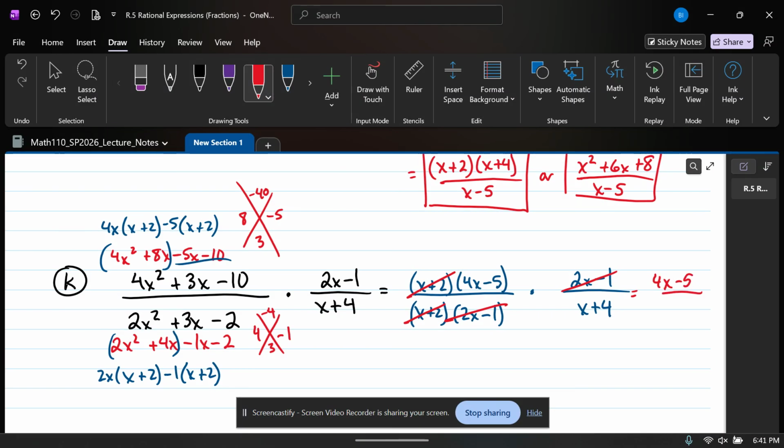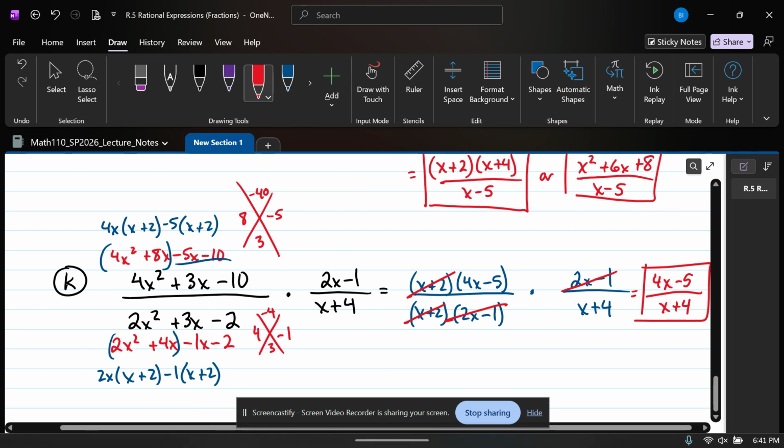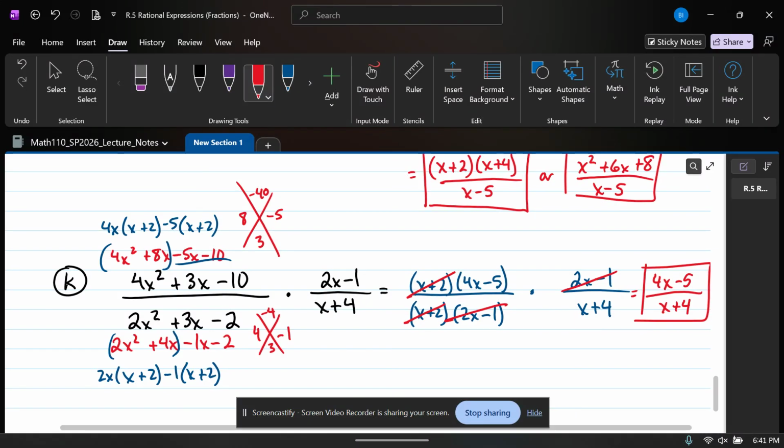4x minus 5 over x plus 4. And you got to simplify. Questions about multiplying? Multiplying these fractions, the key is being able to factor. If you struggle with factoring, that's what you got to practice on.